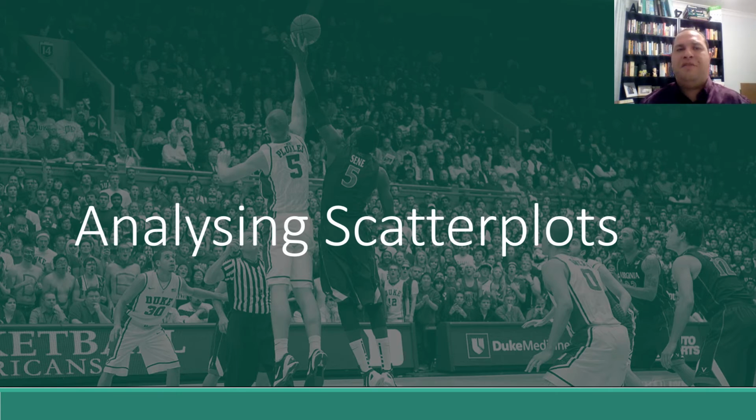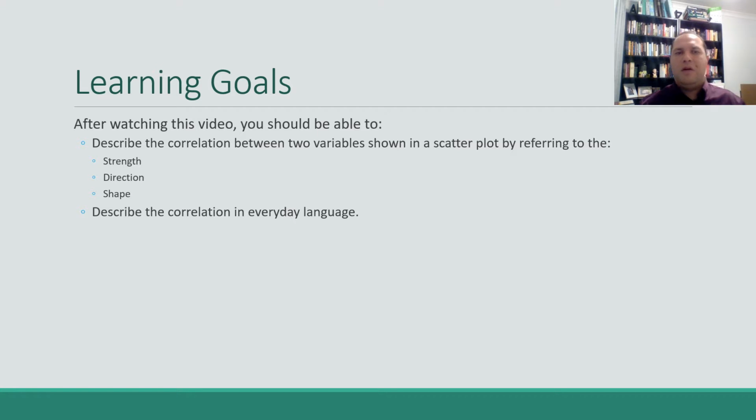Hi students, in this video we're going to look at how to analyze scatterplots. After watching this video, you should be able to describe the correlation between two variables shown in a scatterplot by referring to the strength of the correlation, its direction, and its shape.